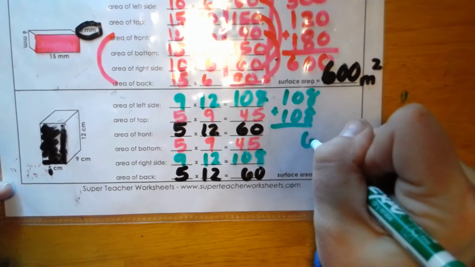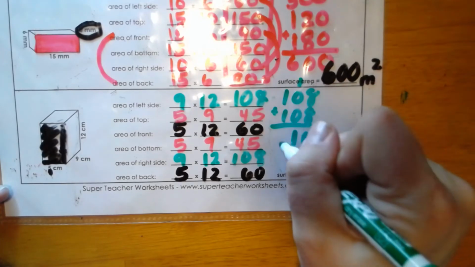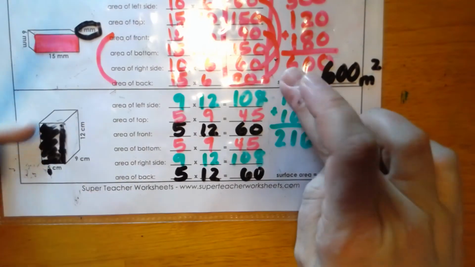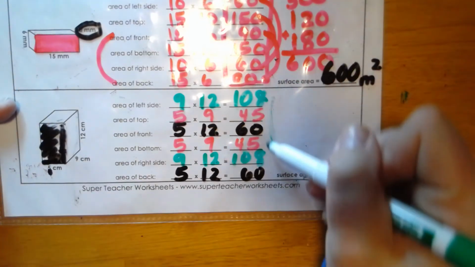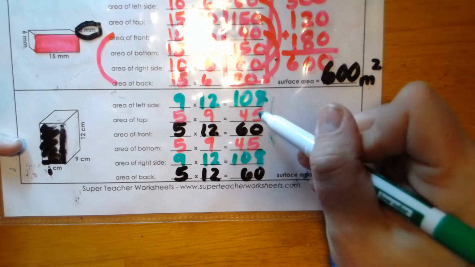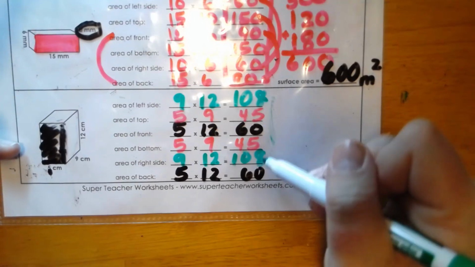8 plus 8 is 16. Carry your 1. 1 plus 0 plus 0 is 1. 1 plus 1 is 2. Or you can just start adding down the row. That's up to you. 5 plus 5 is 10. 8 and 8 is 16. That's 26.